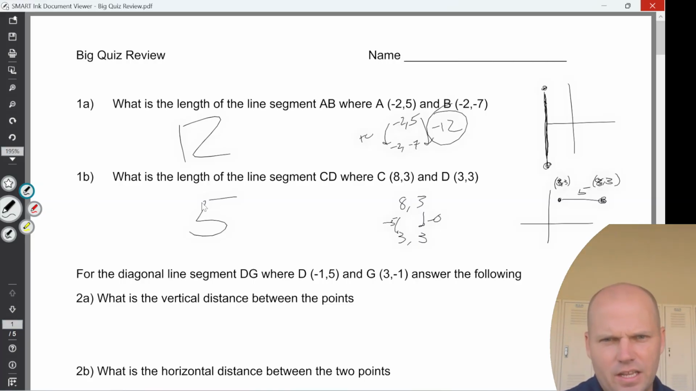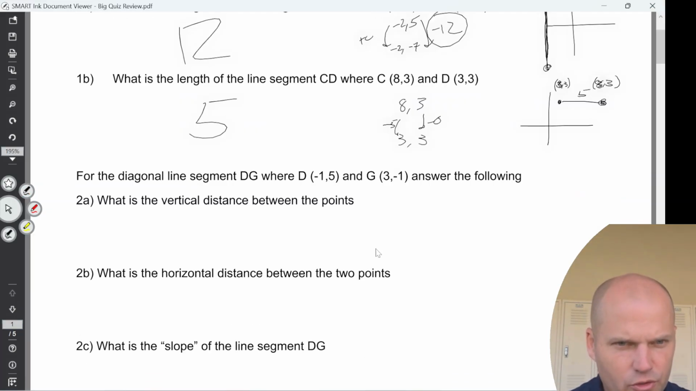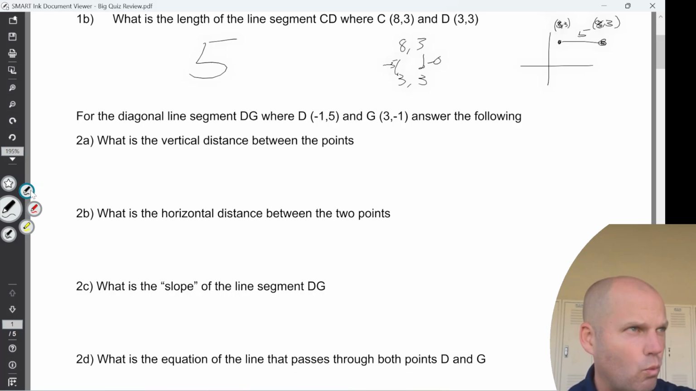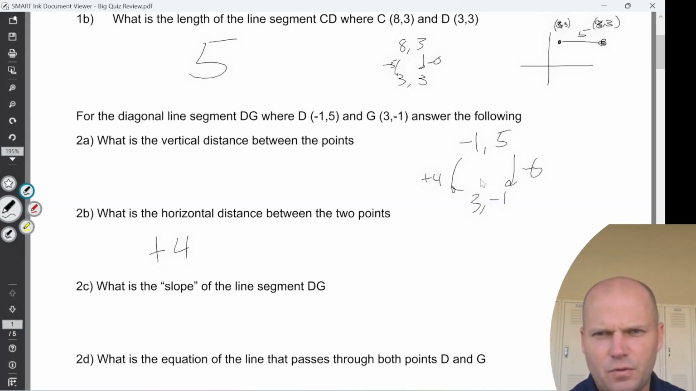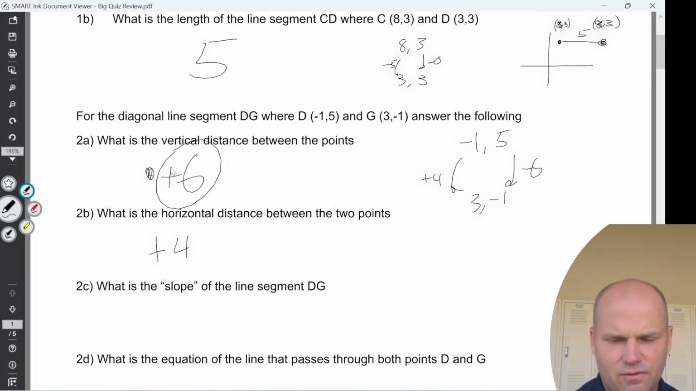So, now we are in the diagonal world. You can see what we're doing here is just going through one lesson at a time. In the diagonal world, when we go from negative 1, 5 to 3, negative 1, we have a horizontal displacement and a vertical displacement. And x goes from negative 1 to 3. That would be a horizontal distance of 4. And y going from 5 to negative 1 would be a vertical distance of 6. We'd say the vertical change is minus 6, but I'd say the distance is positive 6.